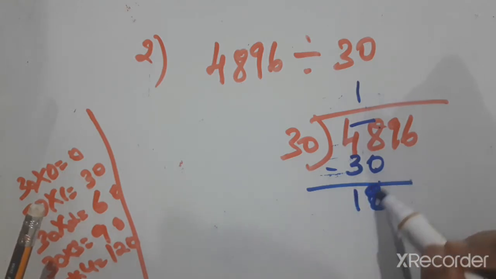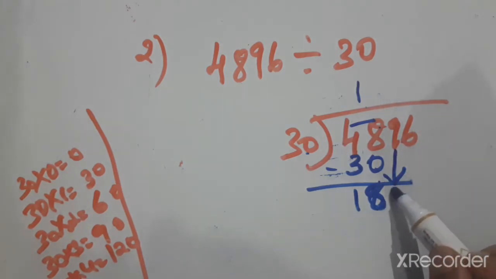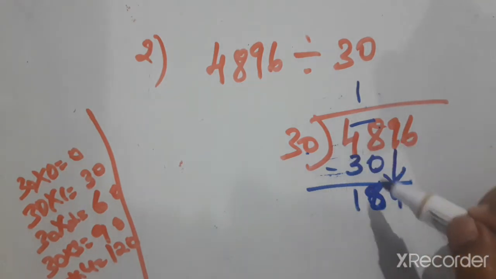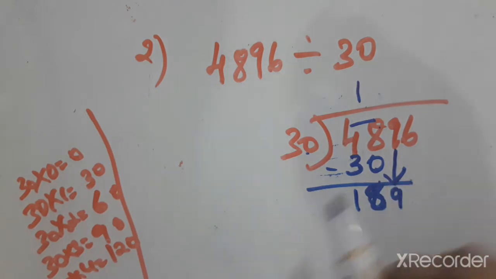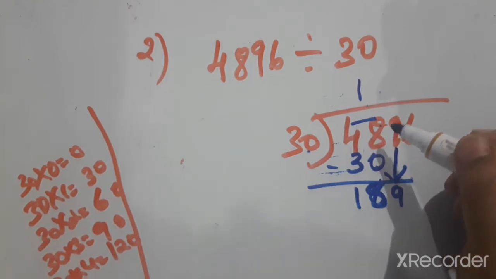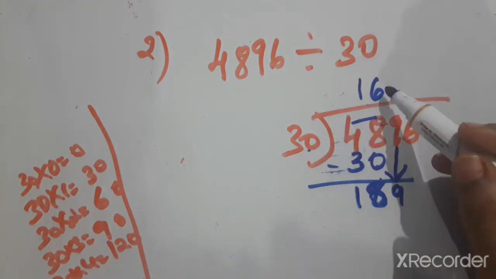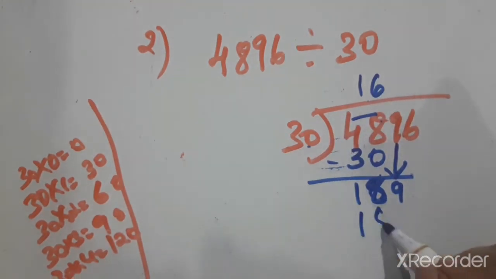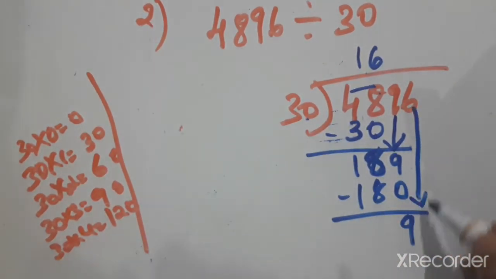18. 18 is less than 30 and we have numbers to carry down. So carry one number, better only one number in each step. So that is the easiest method. 30 how much are nearer to 189? 30 6s are 180, because 3 6s are 18, 3 7s are 21. So 21 means 210 will come. So which is nearer? 30 6s, 3 6s are 18, no? So 30 6s are 180. 180 is nearer to this number. 9 is the remainder. And bring 6 down.